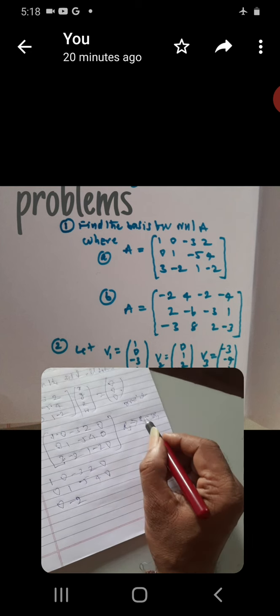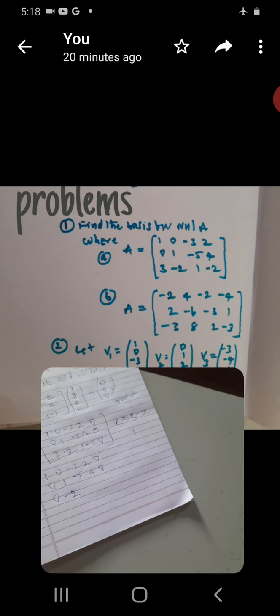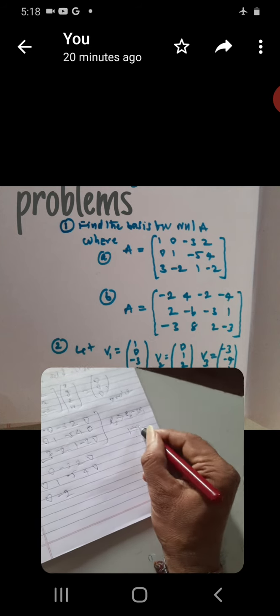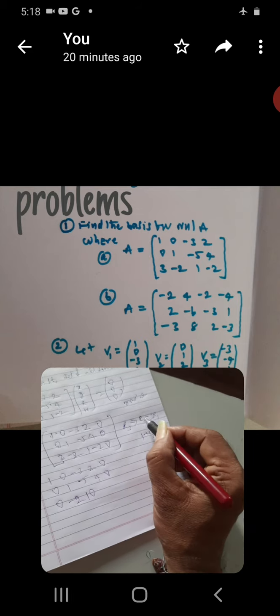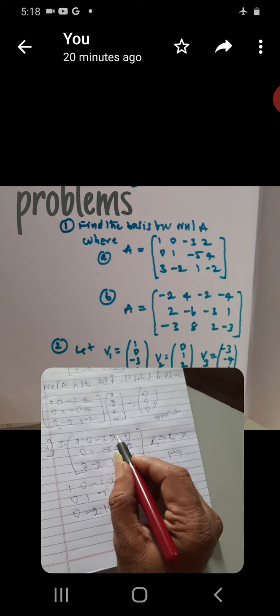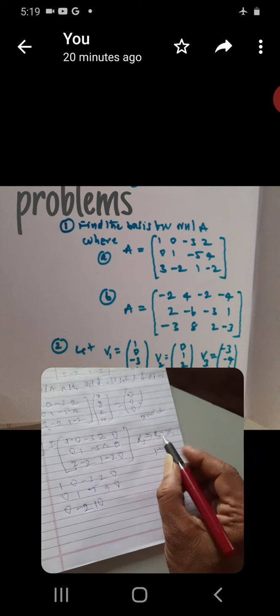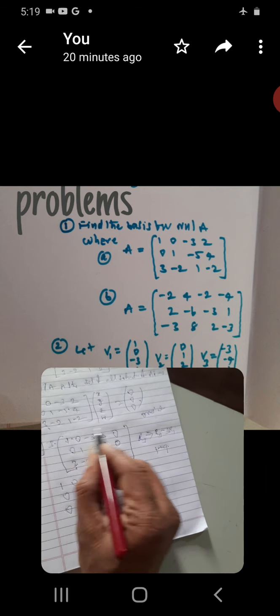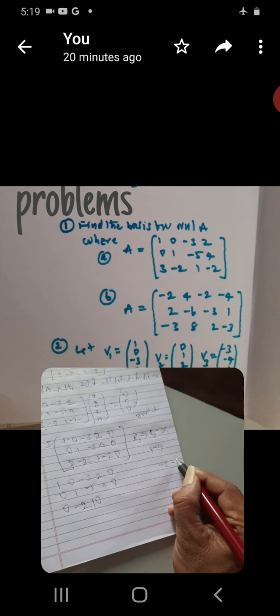This is 10. What about R3? R3 is 1, minus 9, plus 9. That is 10 here, 1 plus 9, 10. Here R3 minus 3 R1. R3 is minus 2, 6. 3 times 2 is 6. 2 minus 2, minus 6.